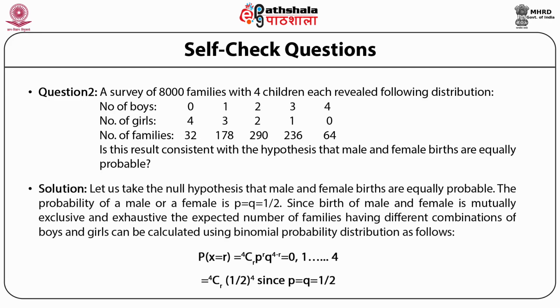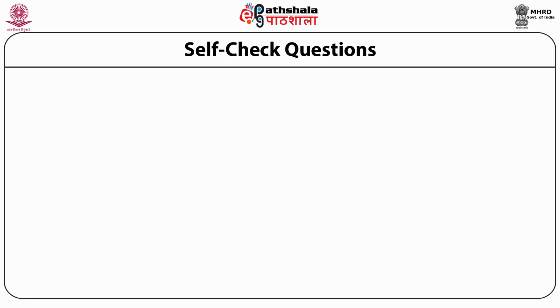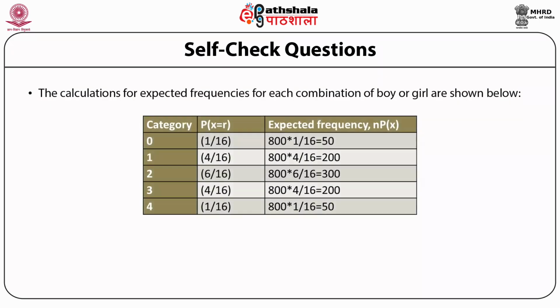So let us take the null hypothesis that the male and female births are equally probable. The probability of a male or a female is p equal to q, which is equal to 1 by 2. Since the birth of a male and a female is mutually exclusive and exhaustive, the expected number of families having different combinations of boys and girls can be calculated with the help of the binomial probability distribution, which is given by this formula. So by putting these respective values over here, you can calculate the respective frequencies.